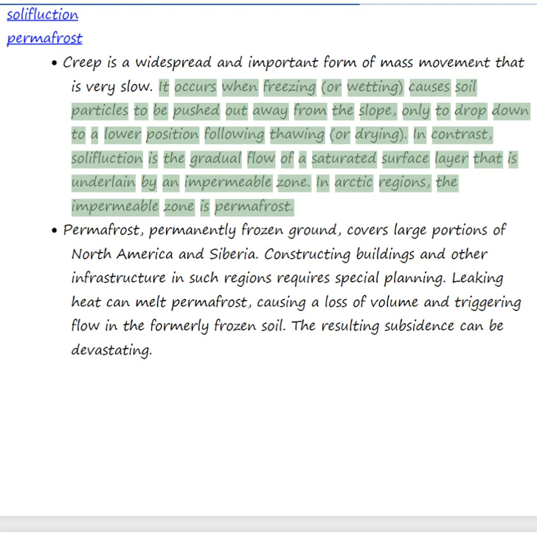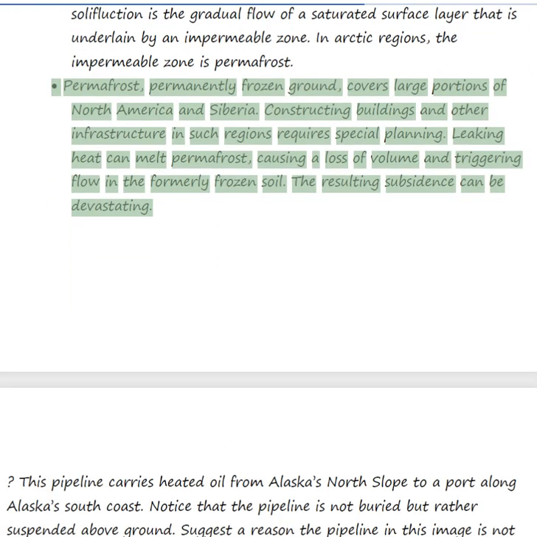In contrast, solifluction is the gradual flow of a saturated surface layer that is underlain by an impermeable zone. In Arctic regions, the impermeable zone is permafrost. Permafrost, permanently frozen ground, covers large portions of North America and Siberia. Constructing buildings and other infrastructure in such regions requires special planning. Leaking heat can melt permafrost, causing a loss of volume and triggering flow in the formerly frozen soil. The resulting subsidence can be devastating.